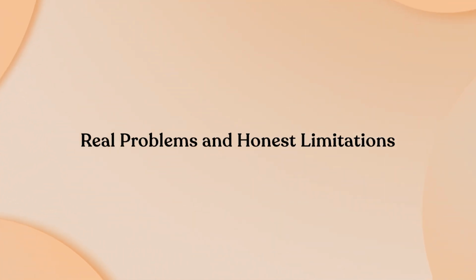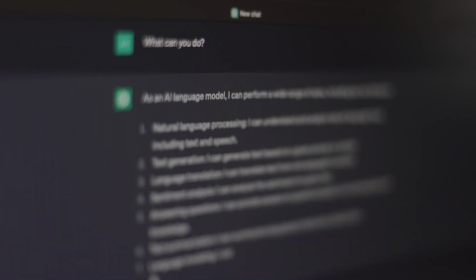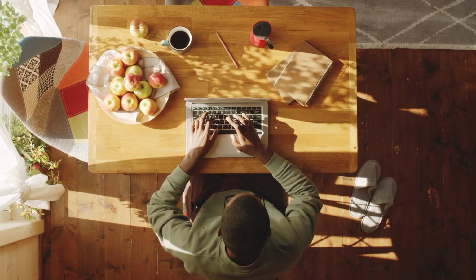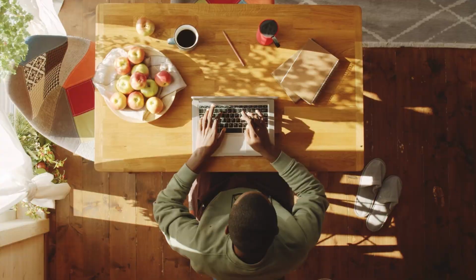Real problems and honest limitations. Let me be completely transparent about the issues I encountered. Agents sometimes get stuck in loops when facing ambiguous instructions. They can be overly literal, missing implied context that humans naturally understand. And they occasionally produce work that's technically correct, but misses the strategic intent.